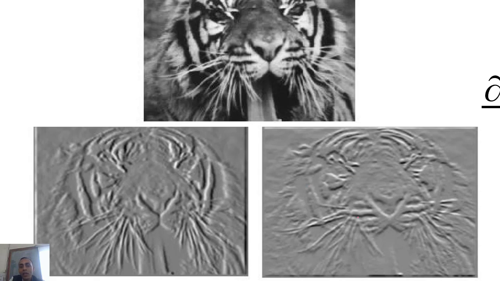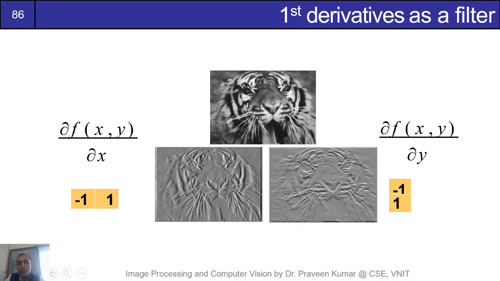Similarly, here if you see the horizontal edges, the rate of change is more along the y direction than in x direction. So these regions are more highlighted than here. Some effect is there, but you can see overall, this one is capturing more the rate of change along the x direction, and this one is capturing more the rate of gradient along the y direction.